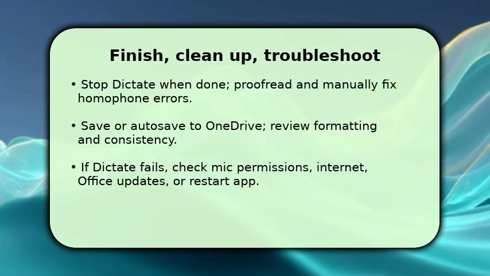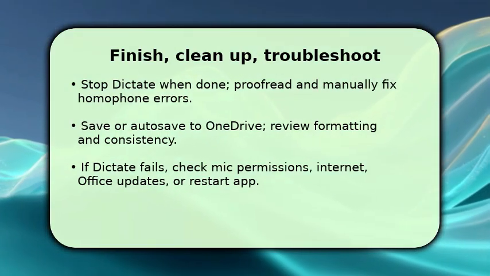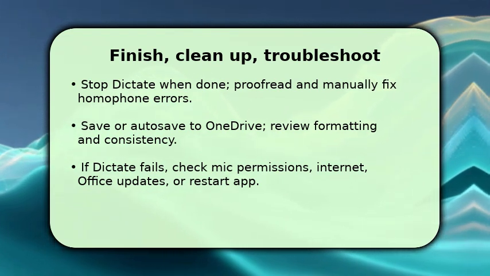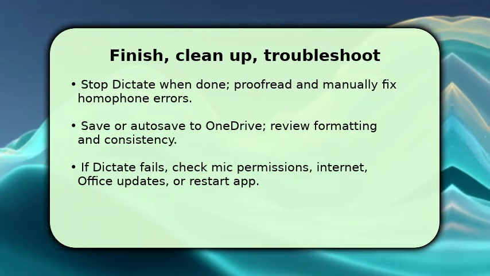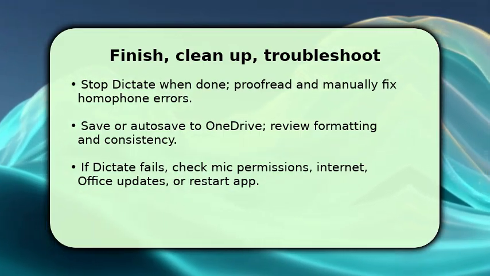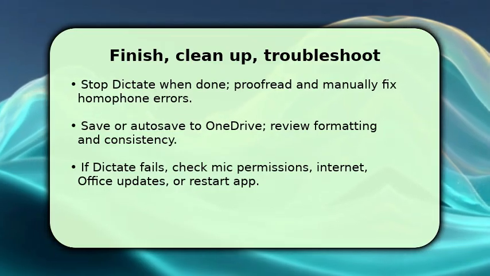When you finish speaking, click Dictate again to stop recording and then read your text aloud to catch misrecognized words. You'll often need to change homophones or capitalization. Make sure Word saved your changes to OneDrive or your local file, then apply final formatting like headings and lists.